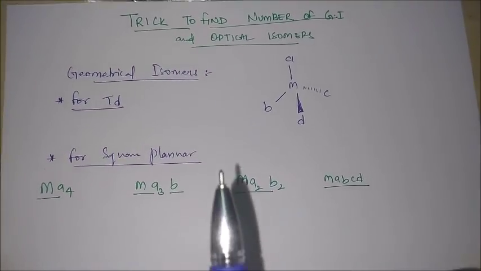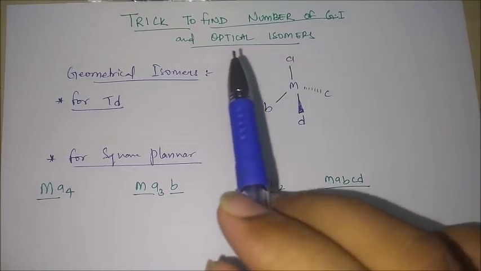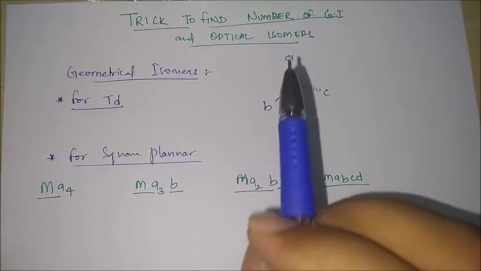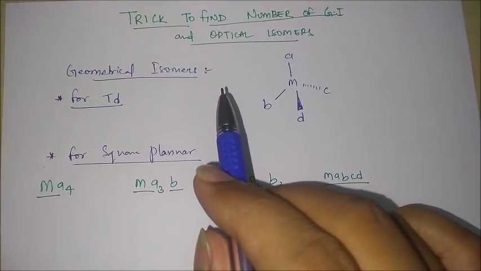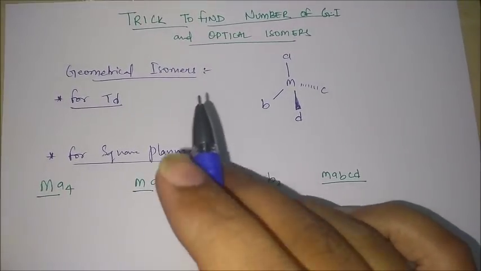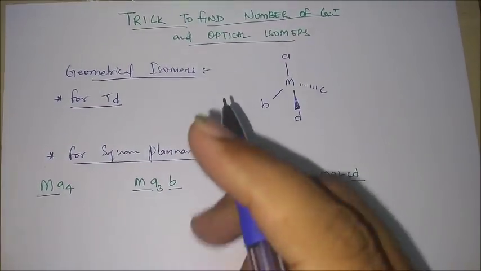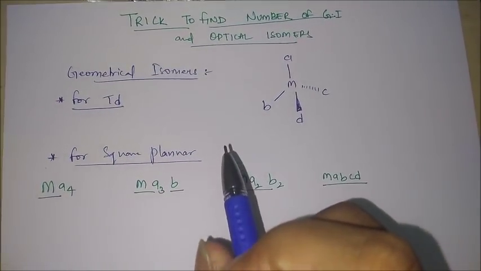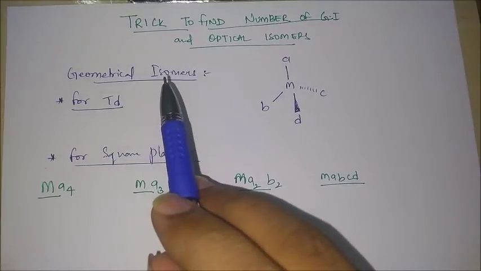Certain questions have been asked from here, that is, to find out whether your molecule or the compound given is optically active or not. So we'll see those questions as well from the CSIR NET exam. First we'll understand the concept, and then we'll go to the questions at the end of the video. Okay, so first of all, let's try to find out the geometrical isomers.